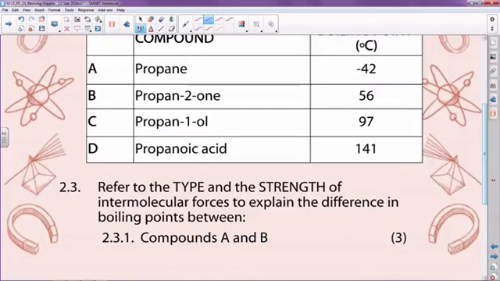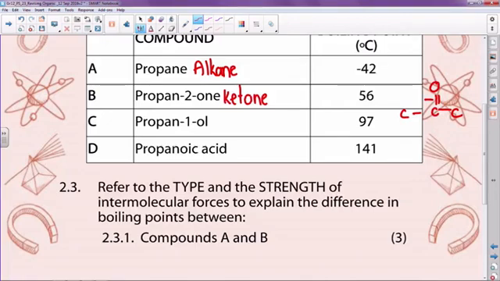So we go back to the question, and the first one is the type and strength of the intermolecular forces between A and B. A is an alkane. B is a ketone, and with the ketone, you're going to have a carbon double bonded to an oxygen in the middle. In fact, propan-2-one would look like that. First and foremost, propane has a significantly lower boiling point than the propan-2-one.